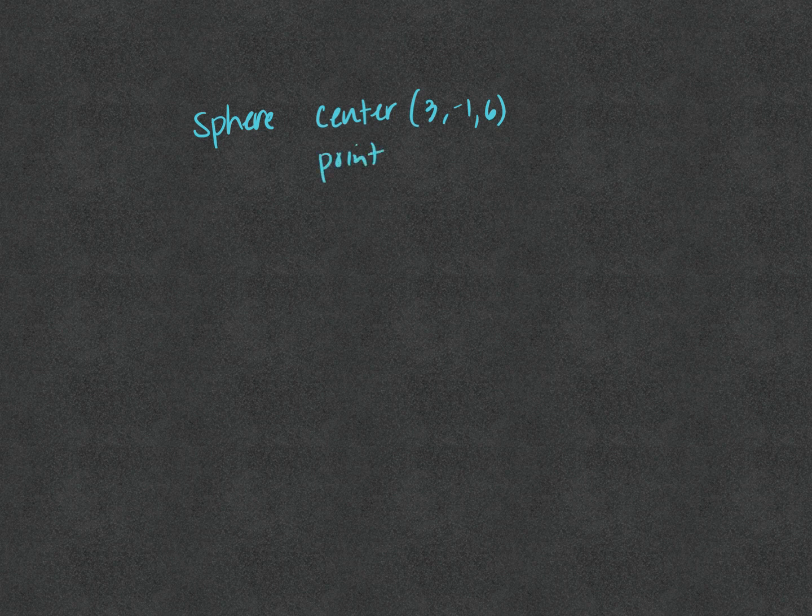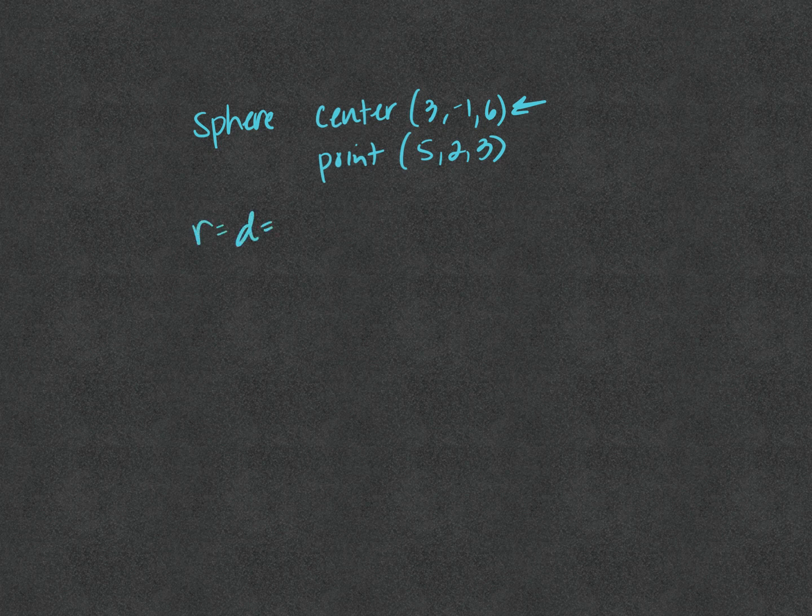The problem says find the equation of the sphere with the, so we know we're trying to write a sphere, so keep in mind what that's going to look like. It has a center at 3, negative 1, 6, and it passes through the point 5, 2, 3. Pause for a minute and think about how you're going to do that. So when we do that, we have the center, so we also need the radius. So the radius is going to be the distance between the center and the point.